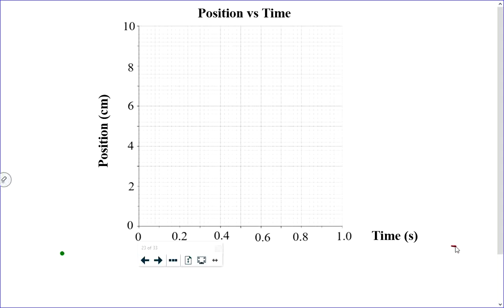Everybody should understand that the data should fall in a straight line, but due to experimental error, it may not be a perfectly straight line. Some of the data points might not fall on that line. Your job is to draw a line that you feel represents the data. It's called a line of best fit. And we'll talk more about that tomorrow.